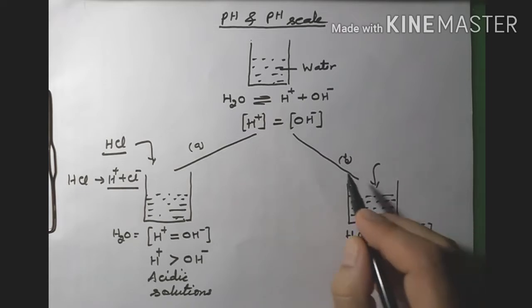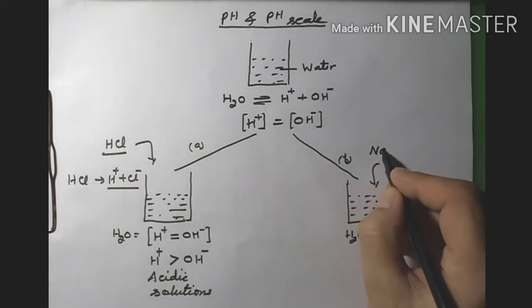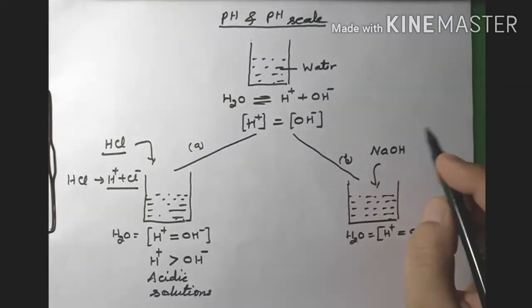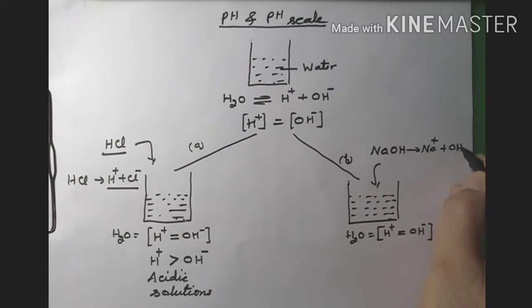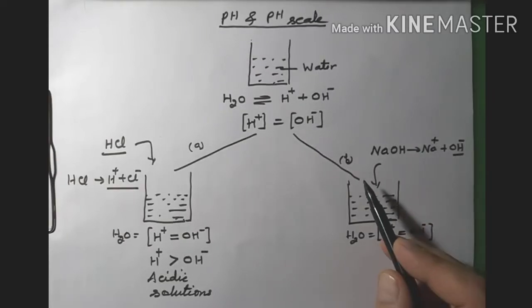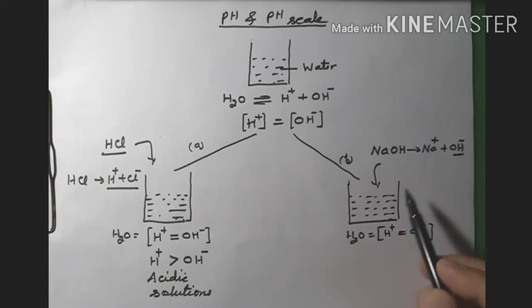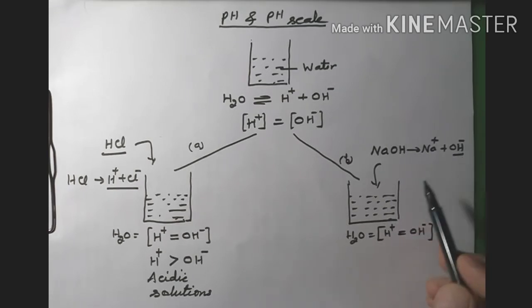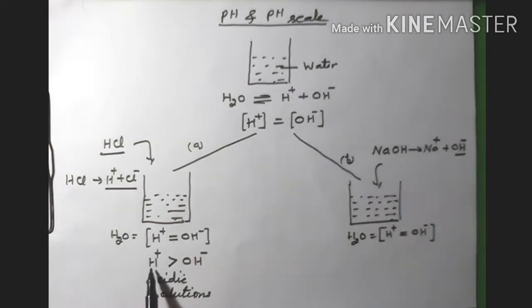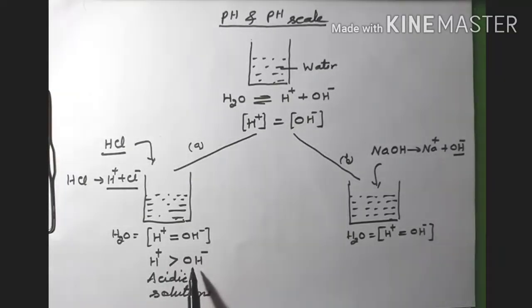Now in this beaker B, I add one NaOH solution. NaOH when it dissolves in the water, it breaks into Na plus and OH minus, and this is called hydroxide ion. So in this beaker B, when I add NaOH solution, it breaks into Na plus and OH minus ion. And in this what happens, the concentration of the OH minus ion becomes greater than the H plus ion.